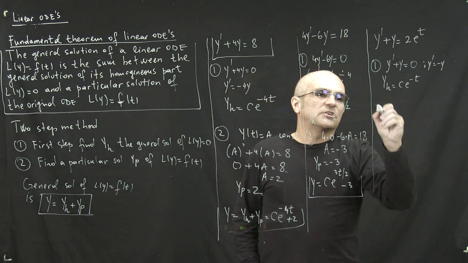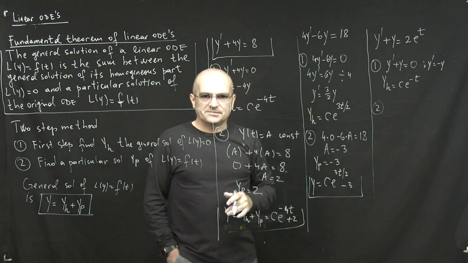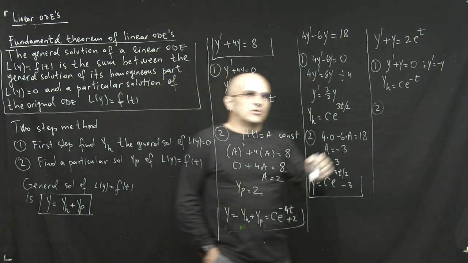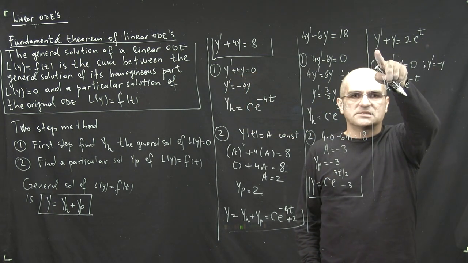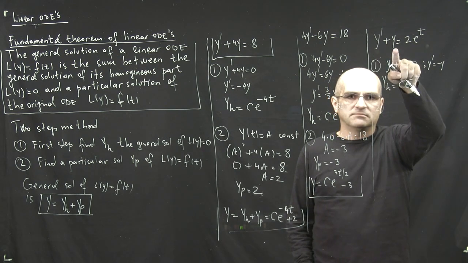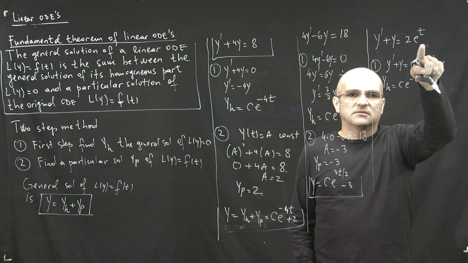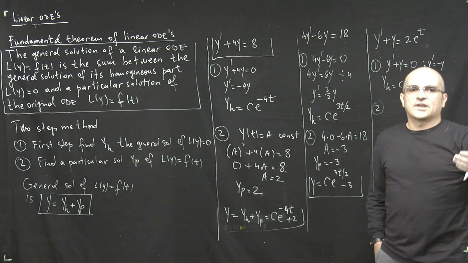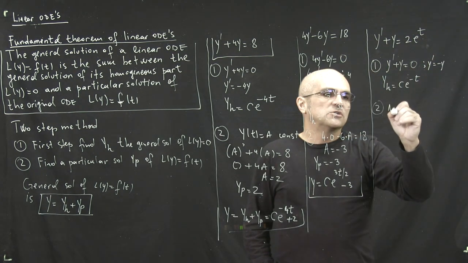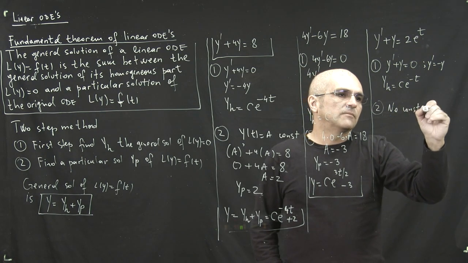But if you look at the particular solution, things are not as clear-cut. So first of all, this doesn't admit a constant solution. I mean, it's very easy to see, right? If I plug in a constant, y prime is 0, y becomes a constant, but that won't be equal to 2e to the t. E to the t is not a constant. So no constant solution.